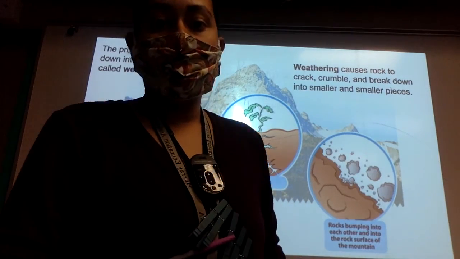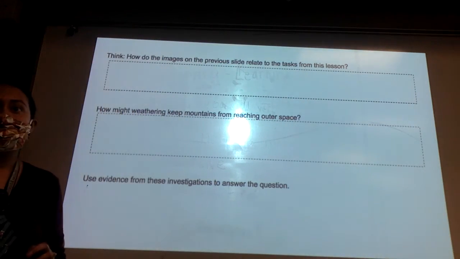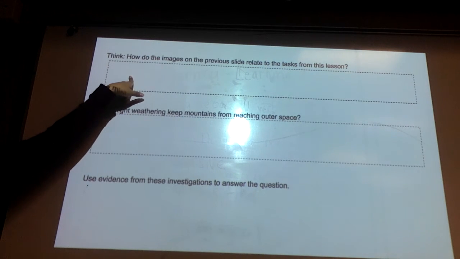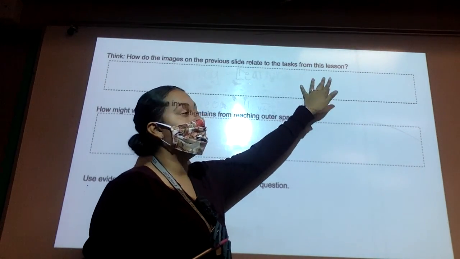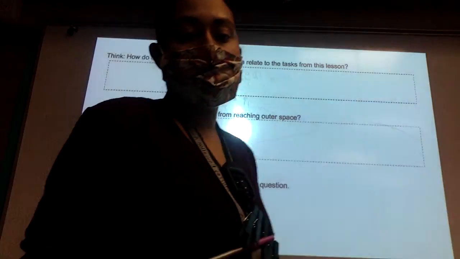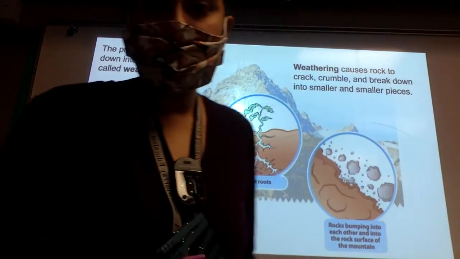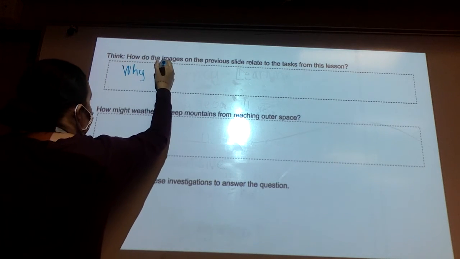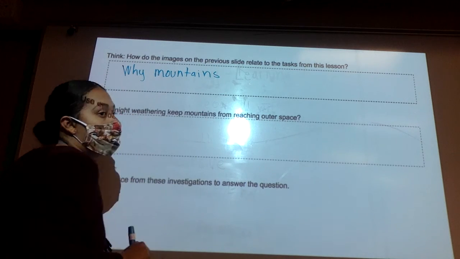Okay, now let's think about these questions. Yes, Dylan. It might be dangerous because you don't know if there's a rock. Okay, next question. How do the images on the previous slide relate to the tasks from this lesson? So these images show us what kinds of things? Why mountains? What is it showing us?